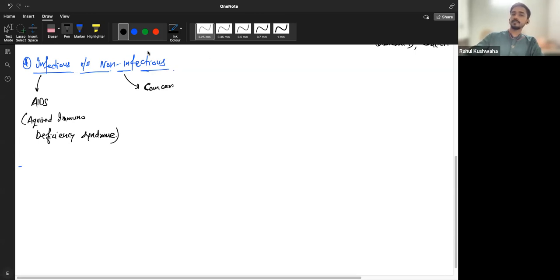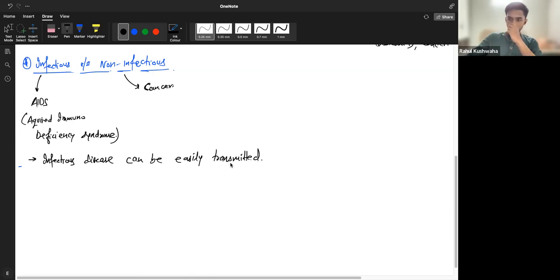Yes, so let's define the infectious and non-infectious components first. Write down: an infectious disease can be easily transmitted from one person to another through biotic or abiotic components. So it needs something, right?